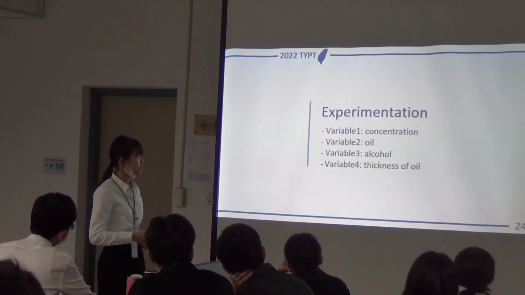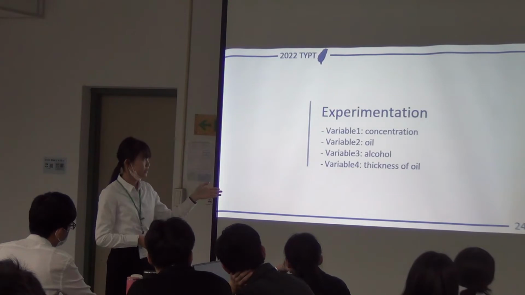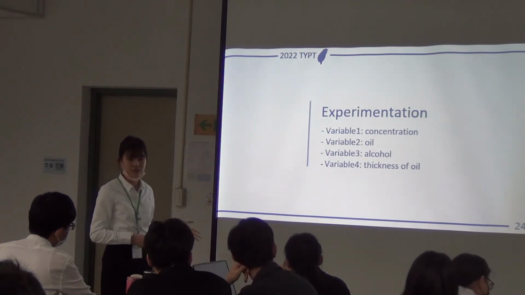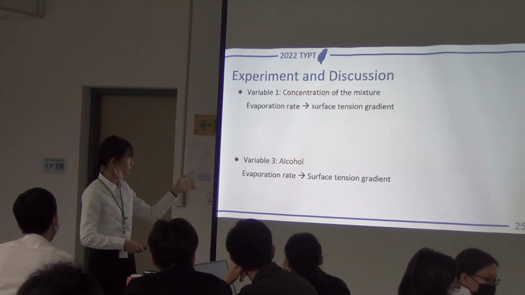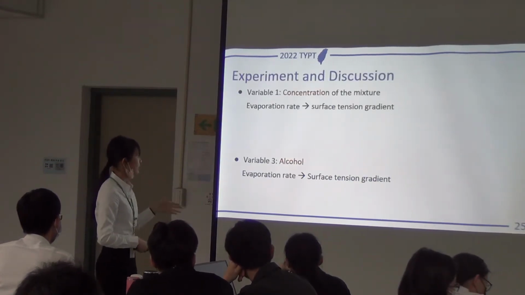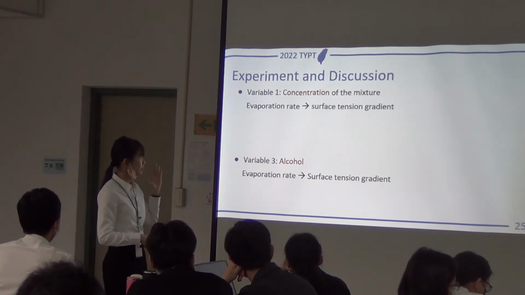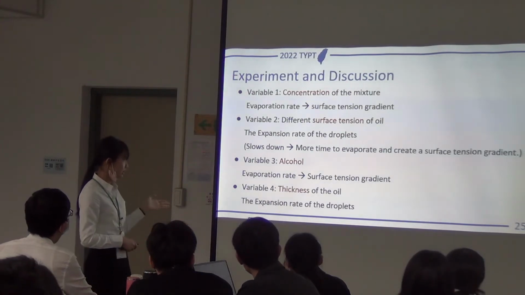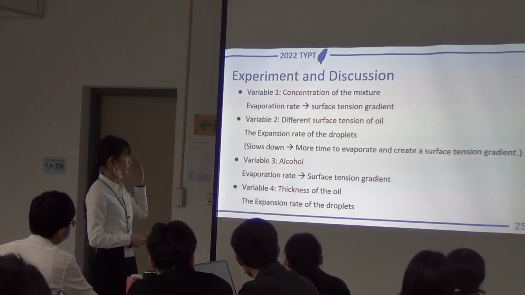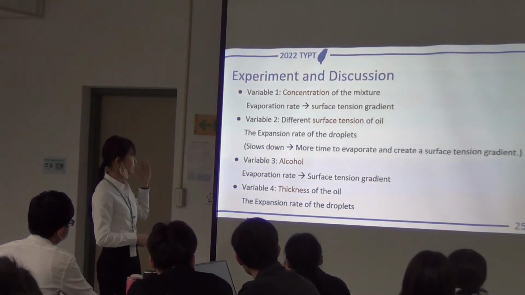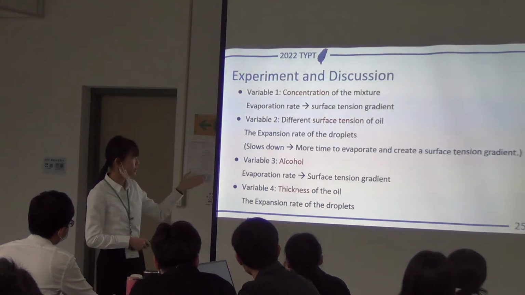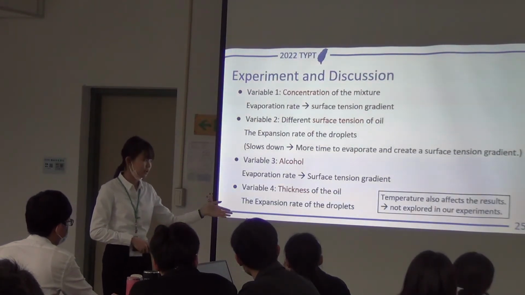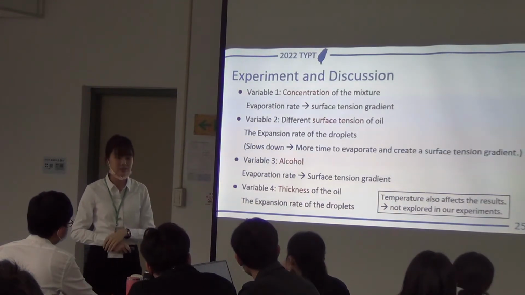So here's our experimentation. We've got 4 variables: the concentration of the mixture, the type of oil, the type of alcohol, and the thickness of oil. We choose to change the concentration of the mixture and the alcohol because it affects the evaporation rate, and the evaporation rate may affect the surface tension gradient. And we choose to change the type of oil and the thickness of oil because it affects the expansion rate of the droplets. If the expansion rate slows down, there will be more time to evaporate and create the surface tension gradients.